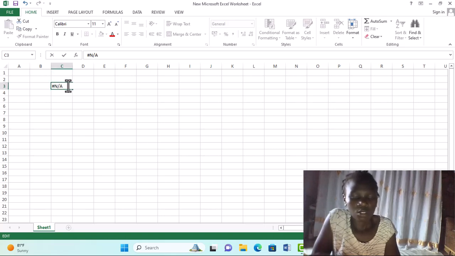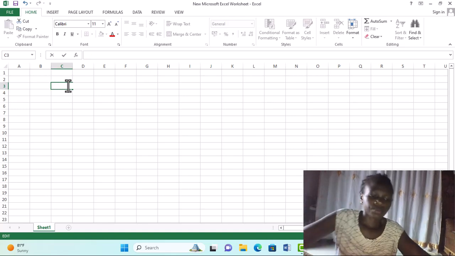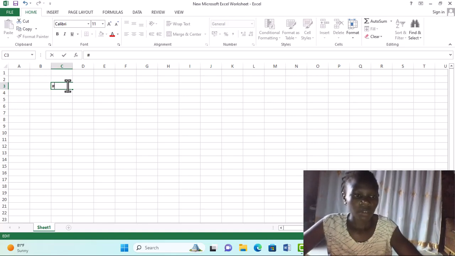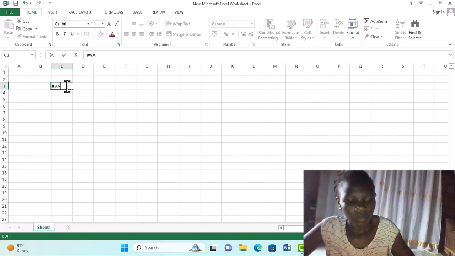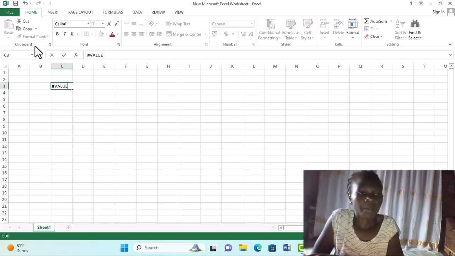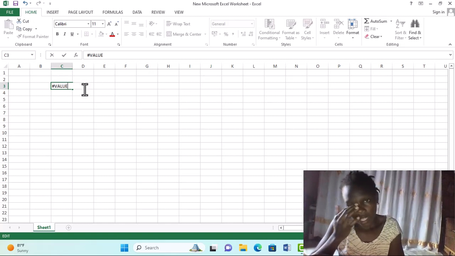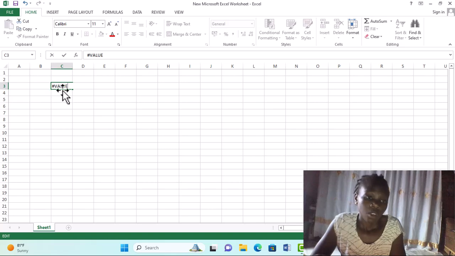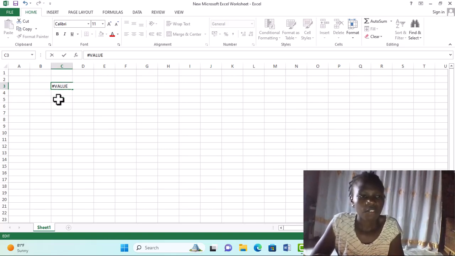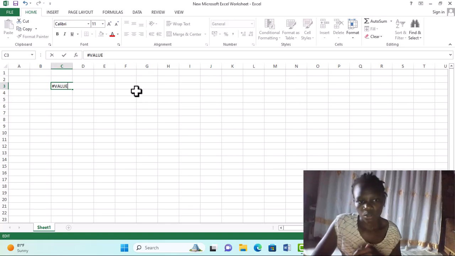Another error we can talk about is hash value, something kind of this. Hash value, when it appears in your work, basically means that you've entered an invalid value. Your value you've entered into the cell is invalid, and the only way to correct it is by writing a valid value into your work. Like you write the right thing.